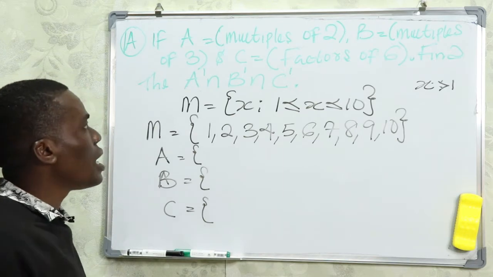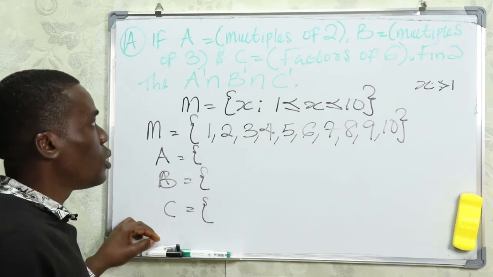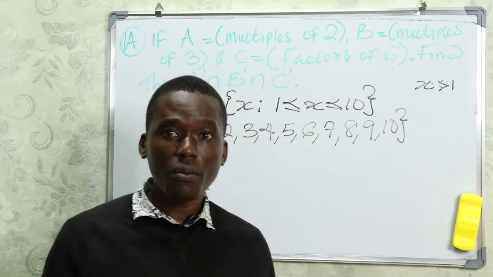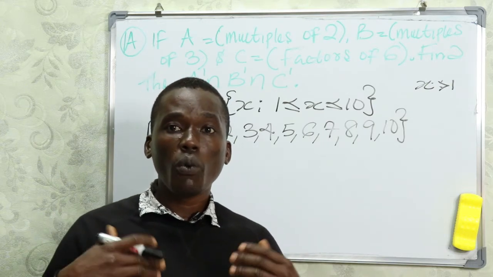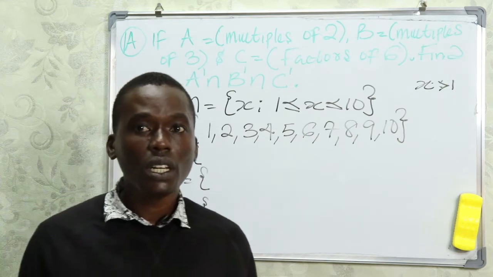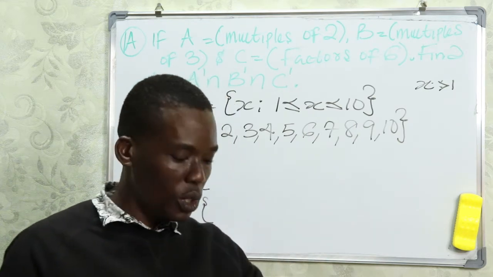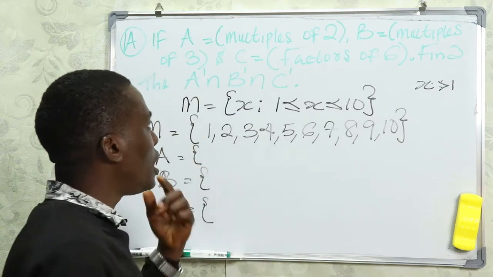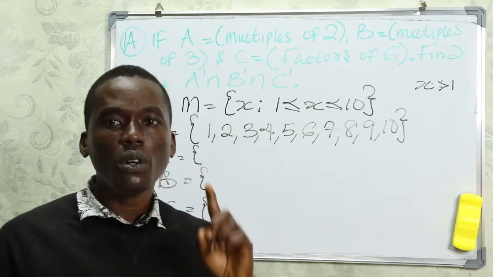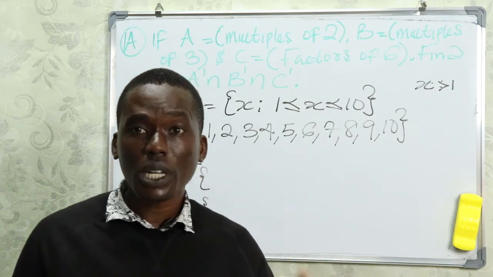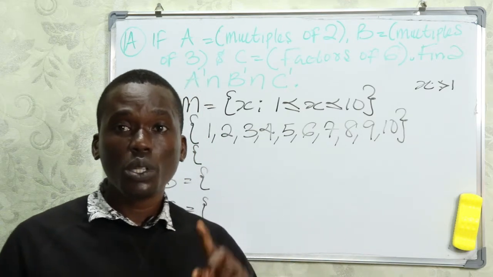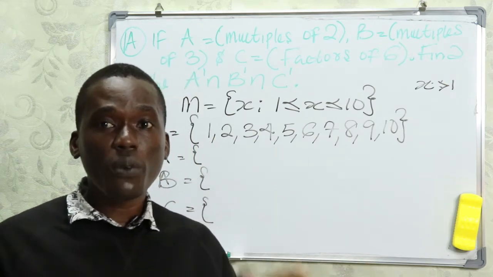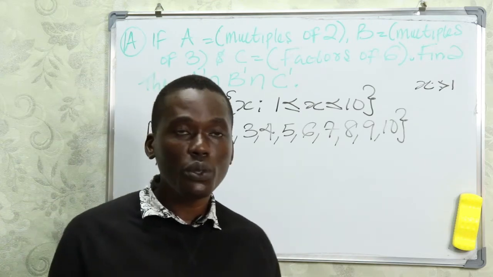Now we say elements in A are elements which are the multiples of 2. What are the multiples of 2? The multiples of 2 are the products we get when we multiply 2 with numbers from 1 to infinity. Whatever products you get are the multiples of 2. Now 2 times 1 is 2, 2 times 2 is 4, 2 times 3 is 6, 2 times 4 is 8. So we see 2, 4, 6, 8 are all multiples of 2.